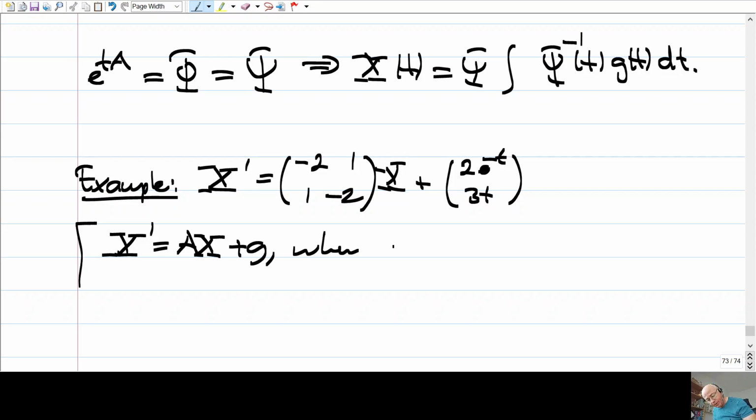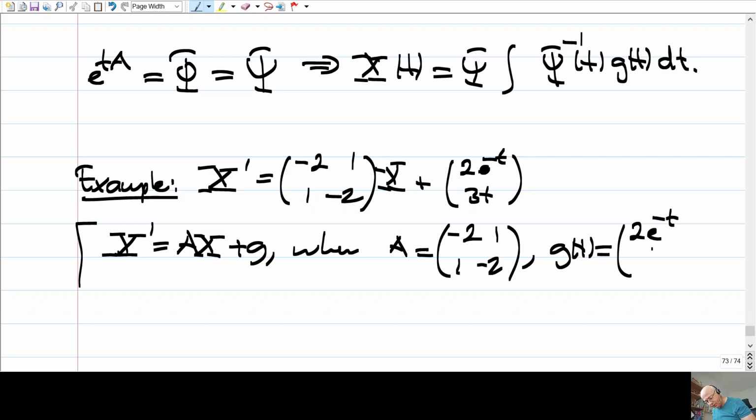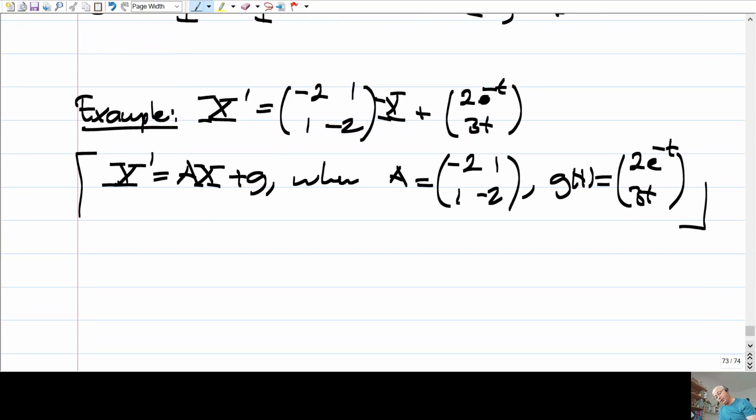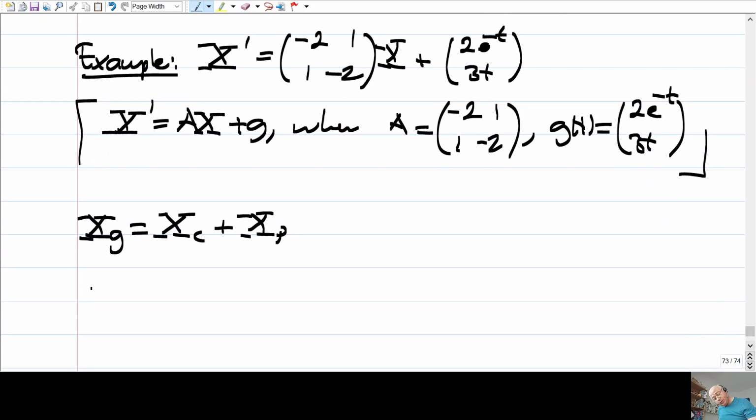Where A is this matrix and g is this non-homogeneous part. We will also call this the external force function later. So let's apply our method. What was our method? First, we need to find the solution of the homogeneous equation, which we call a complementary solution, right? So x_c is the general solution. So this is the complementary solution.